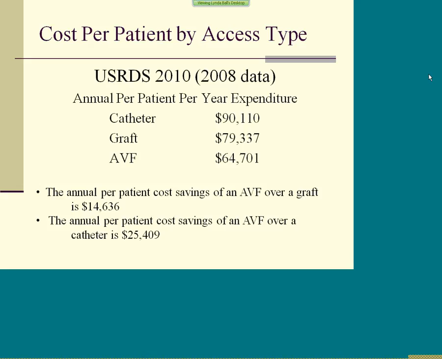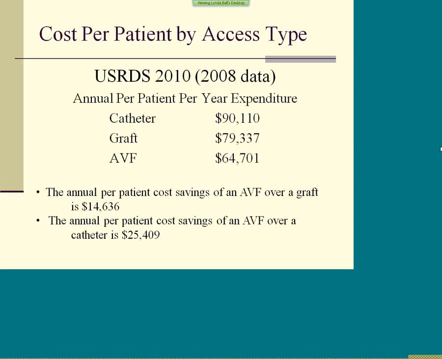And catheters cost $90,110, grafts $79,337, fistula $64,701. So the annual per patient cost savings of a fistula over a graft is $14,636, and the annual per patient cost savings of an AV fistula over a catheter is $25,409. And the individual cost per patient for catheters comes out to about $6,400 per patient per year.